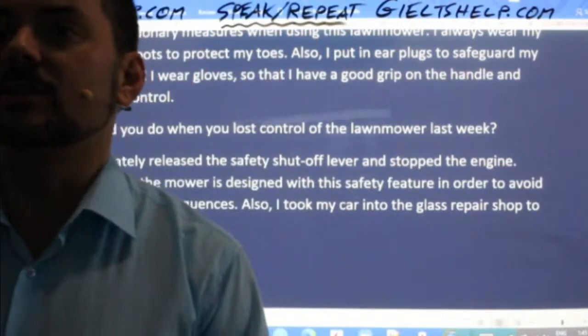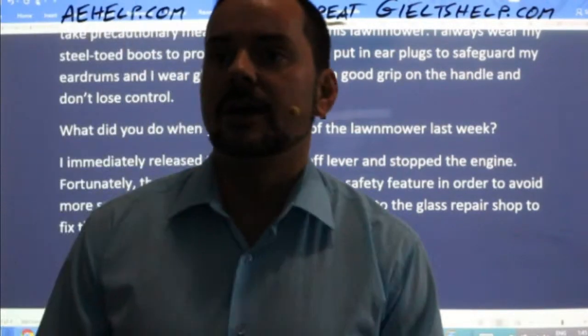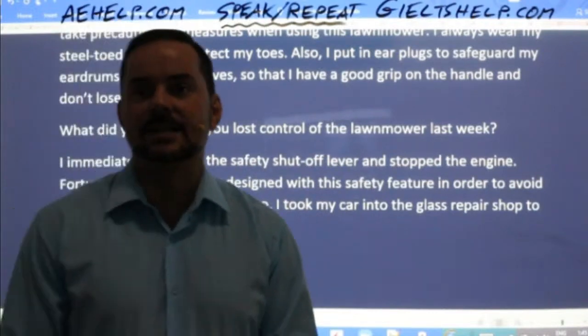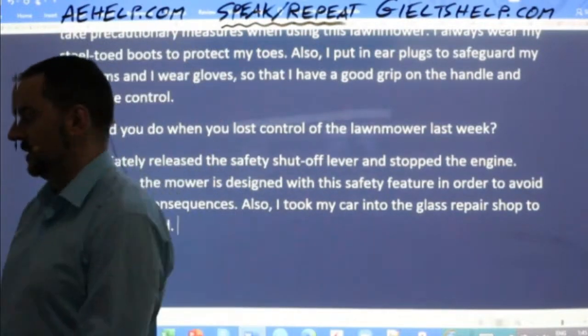Roshni says, when I had lost control over the lawnmower, I kept in mind that I have to keep calm and cut off the power and leave the handle to avoid accidents. Okay, Roshni, that's good. All right.